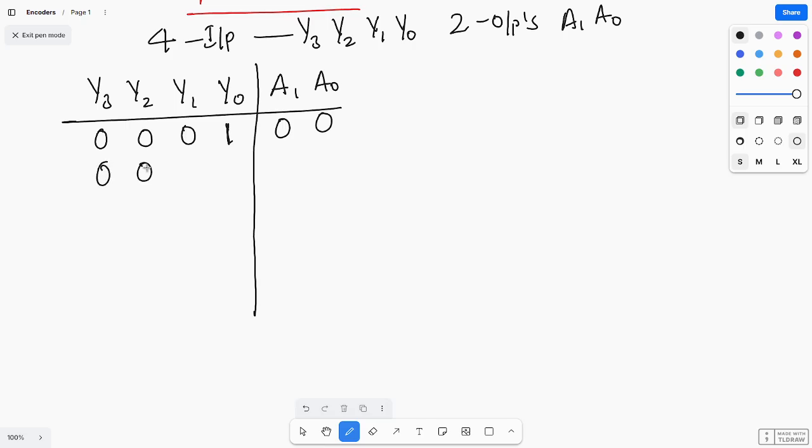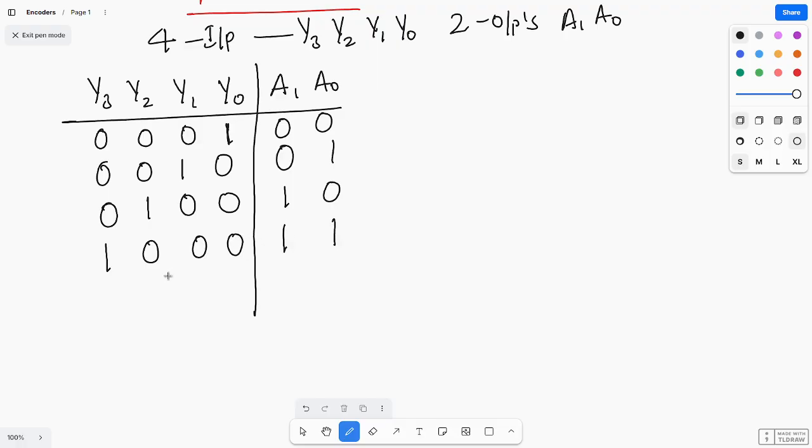Similarly, 0 0 1 0 gives 0 1. Next, 0 1 0 0, that is y2 is 1, gives 1 0. And 1 0 0 0, that is y3, gives 1 1. Like this you will get the binary equivalent.